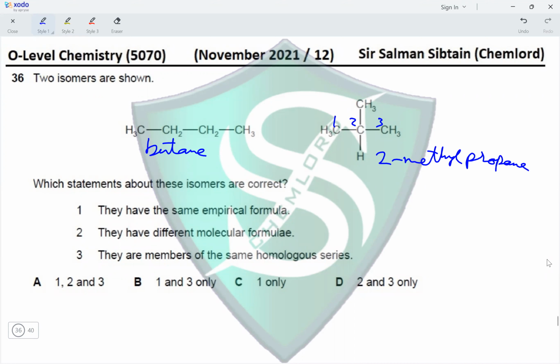They have the same empirical formula? Yes. Because they've got the same molecular formula, they would have the same empirical formula. They have different molecular formula? No. Same empirical and same molecular formula. They are members of the same homologous series? Yes, both of them are alkanes. So statements 1 and 3 are correct, which makes option B the correct option for this question.